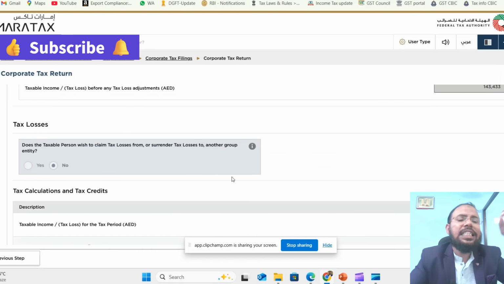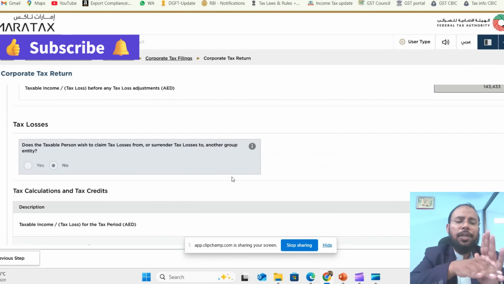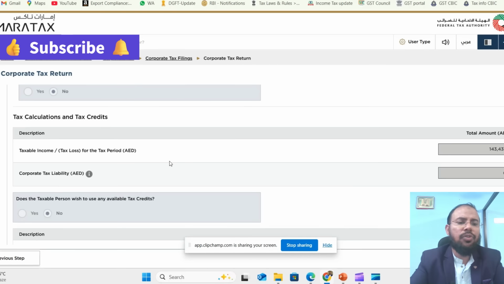Then if one entity has incurred profit and other entities have incurred loss, that loss can be adjusted with the first entity. It means between the group entities you can adjust the loss. So accordingly we need to inform here.